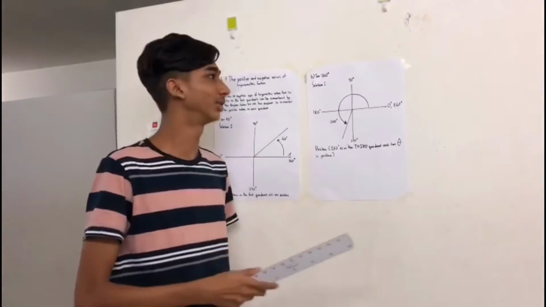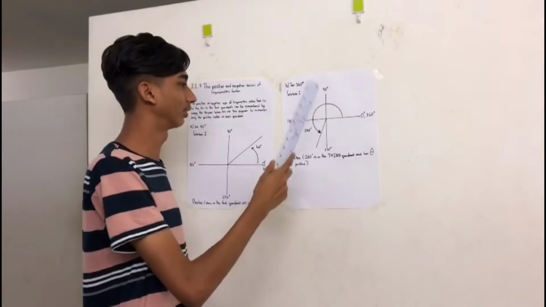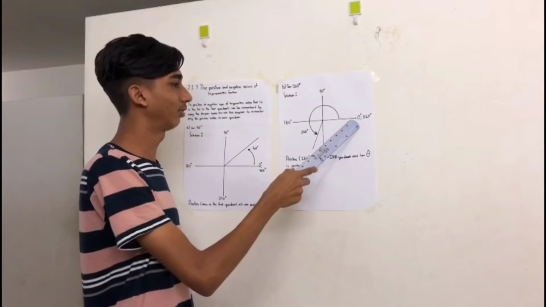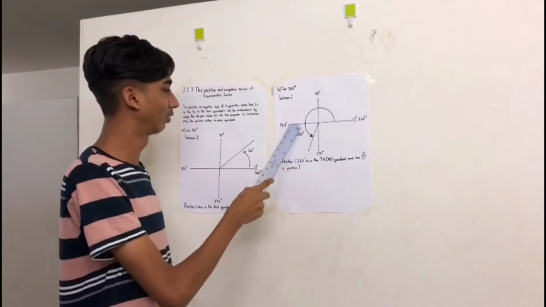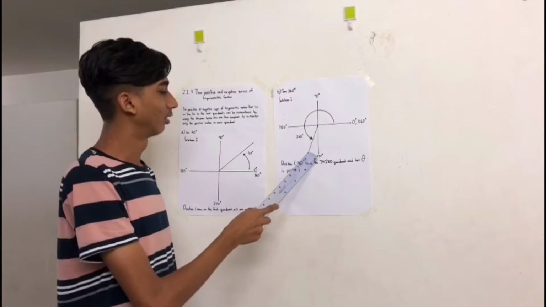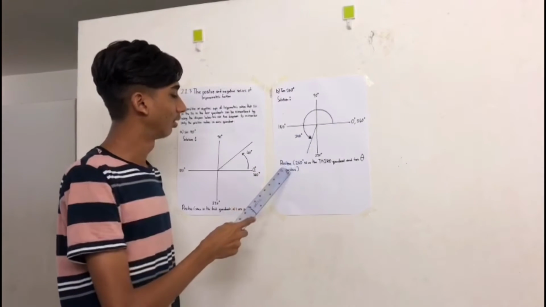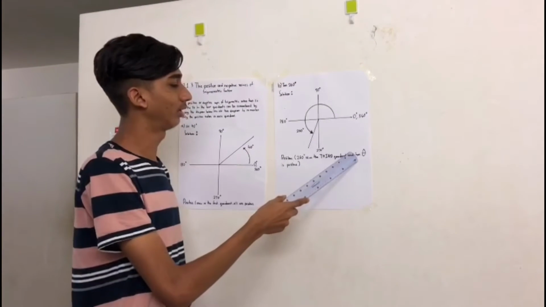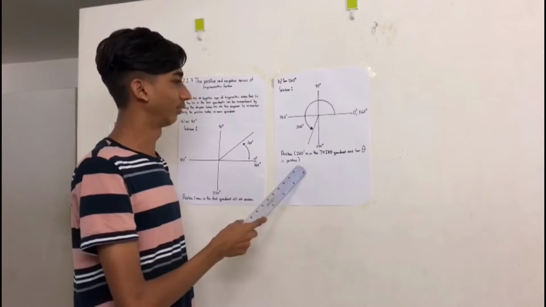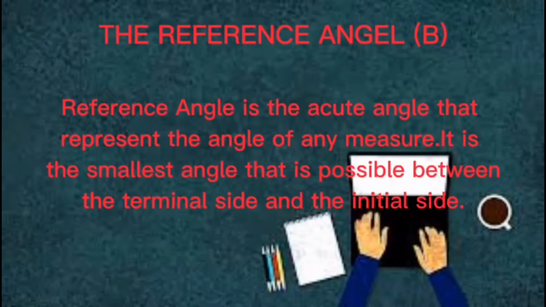Okay, the next question is tan 260. Solution. From 360 degrees, we have to bring the 200 degrees to the 270. So 260 is in the third quadrant and tan is positive. That's all. Thank you.